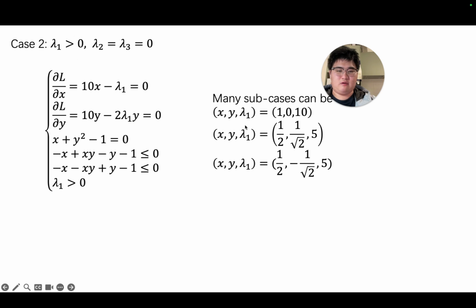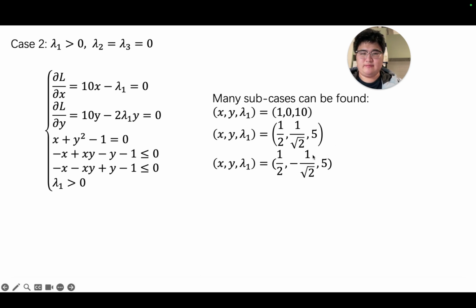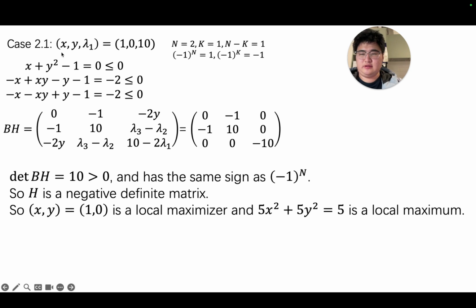Next, we set one of the multipliers larger than 0. First is lambda 1. We have three cases here, and we need to calculate them one by one. First is to calculate (x, y) equals (1, 0), which satisfies all constraints here. But here, we need to calculate the bordered Hessian matrix to judge whether it is a positive definite matrix or a negative definite matrix.